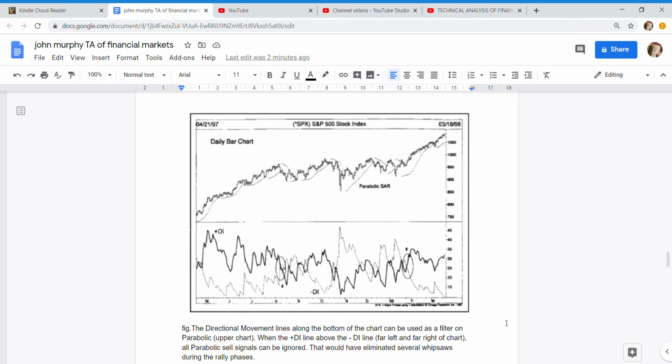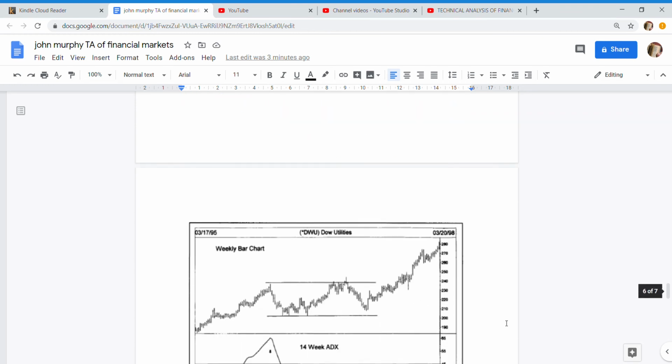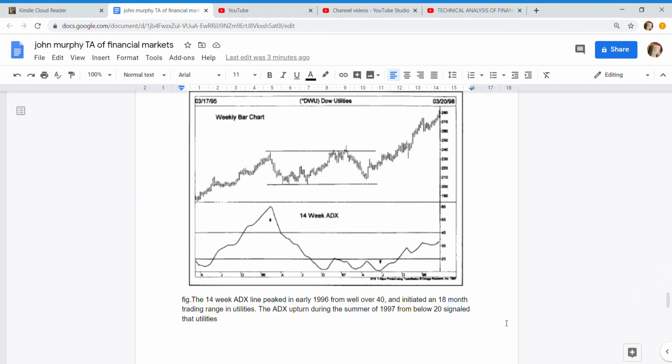The directional movement lines along the bottom of the chart can be used as a filter on the parabolic upper chart. When the plus DI line is above the minus DI line, far left and far right of chart, all parabolic sell signals can be ignored. That would have eliminated several whipsaws during the rally phases. The best time to use a trending system is when the ADX line is rising.